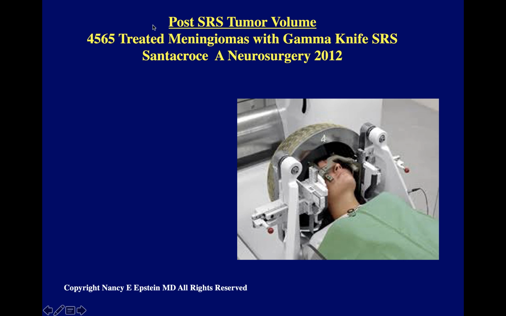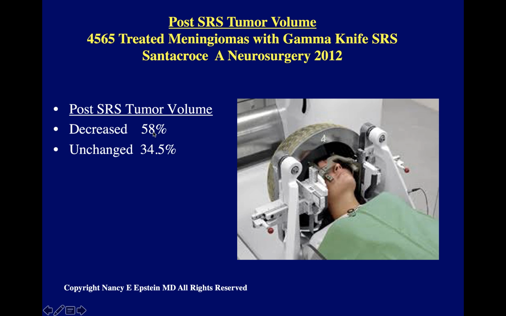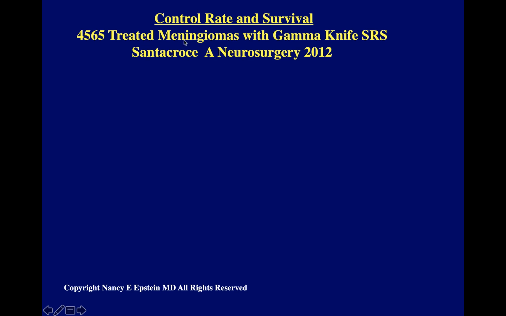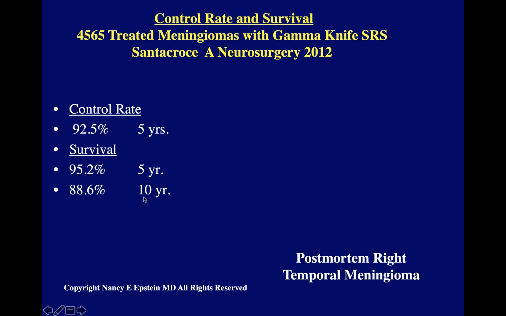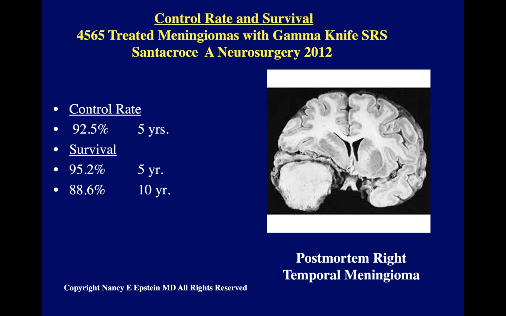Post-stereotactic radiosurgery with the Gamma Knife, tumor volume in the 4,565 treated tumors decreased in 58% of cases, remained unchanged in 34.5% of cases, and increased in just 7.5% of cases. The control rate and survival rates for these over 4,500 treated meningiomas in 2012: the control rate was 92.5% at 5 years. Survival rate was 95.2% at 5 years and 88.6% at 10 years. Here's just an example of a right posterior view of a temporal meningioma.